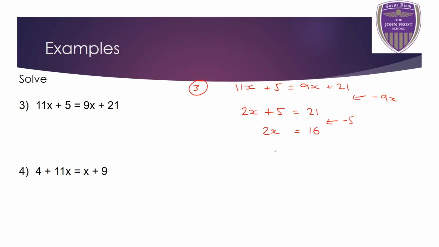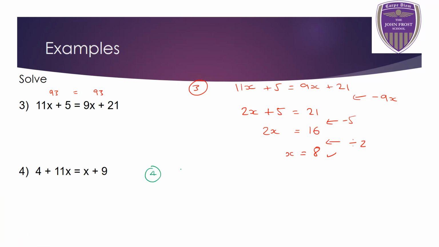Well, that's 16. Remember, 2x means times by 2. So we do the inverse and we divide. So half of 16 is 8. X equals 8. Let's double check. So if x is 8, okay, 11 times by 8 is 88. Plus 5 is 93. And on this side, if x is 8, 9 times 8 is 72. 72 plus 21 is 93. So we're good. X definitely equals 8.